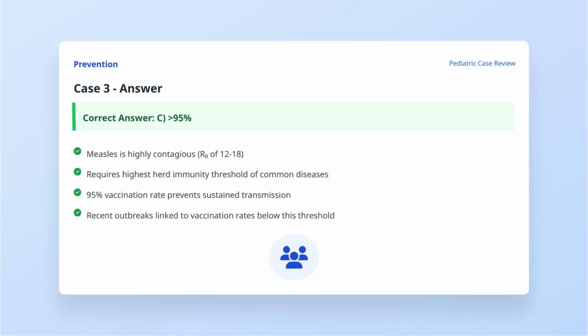Greater than 95%. Due to measles being one of the most contagious infectious diseases, with a basic reproduction number of 12 to 18, it requires the highest herd immunity threshold of common vaccine-preventable diseases. A vaccination rate of at least 95% is needed to prevent sustained transmission and protect vulnerable individuals who cannot be vaccinated. Recent outbreaks have been linked to communities where vaccination rates have fallen below this critical threshold.